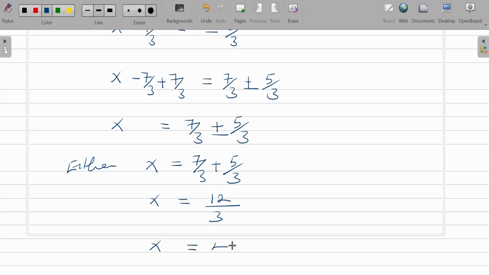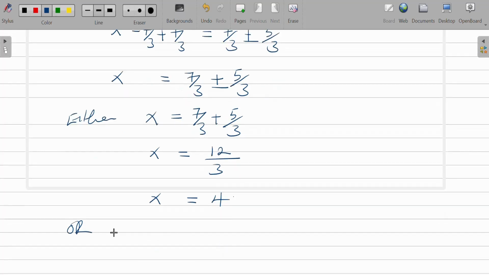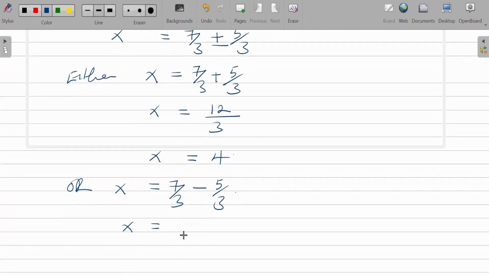Or, say that x equals to 7 out of 3, then we are considering a minus from here, 5 out of 3. As we simplify this, we are going to have x equal to, the LCM remains 3, so we have 7 minus 5. Our value of x becomes 2 out of 3.